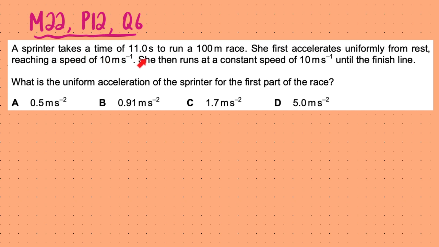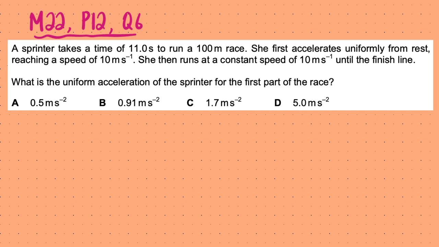A sprinter takes a time of 11 seconds to run a 100-meter race. She first accelerates uniformly from rest, reaching a speed of 10 meters per second. She then runs at a constant speed of 10 meters per second until the finish line. What is the uniform acceleration of the sprinter for the first part of the race?